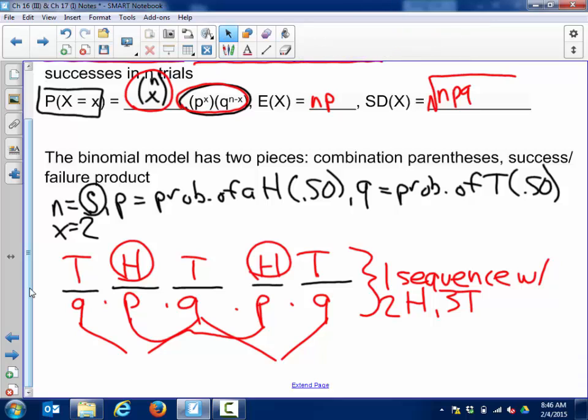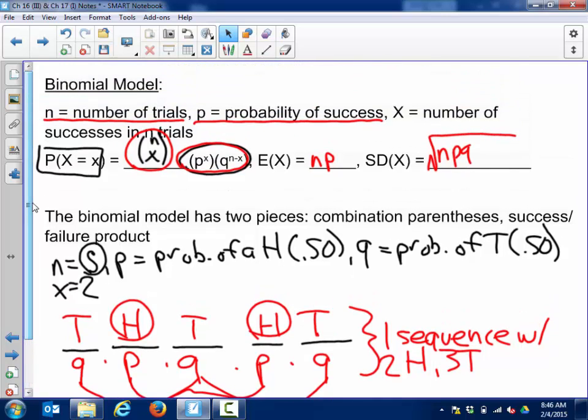So that's the portion that this N choose X fixes. Because if all you do to find the probability that you get 2 heads out of 5 flips of the coin is you say, oh, okay, that's success times failure, failure, failure, you're not taking into account all the different ways that can occur.